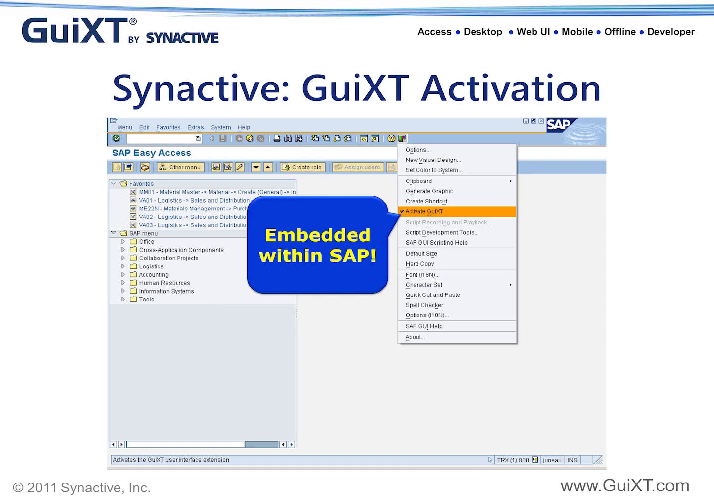As many of you may already know, GuiXT comes bundled with SAP. And if you didn't already know that, then let me show you how to find it. It's really quite simple. To get started, just click on the tricolored icon on your SAP GUI screen and select Activate GuiXT. And yes, it really is that easy.